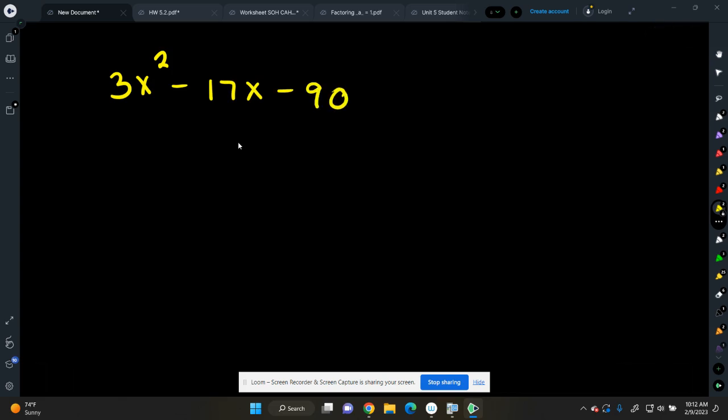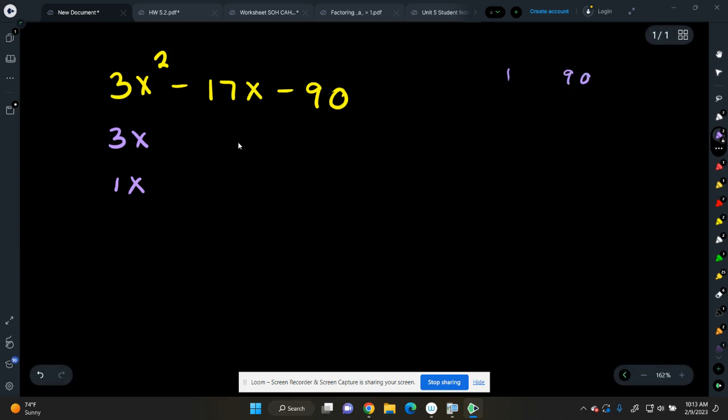We're going to do 3x squared minus 17x minus 90. Okay. We always want to check to see if there's any greatest common factor still, and there's not. So we're okay. So we're going to factor the 3x squared. The only way of doing that is 3x and 1x. Okay. Now we have to factor the 90, right?